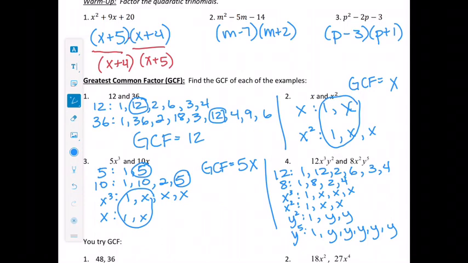So what do they have in common? The numerical part, our biggest number part here, is the 4. The x's, now look, they have 2 x's in common. And the y's, they also have 2 y's in common. So I know I'm kind of squeezing things in here, but our GCF is going to be 4x squared y squared. All right?